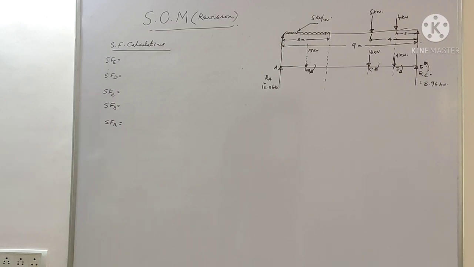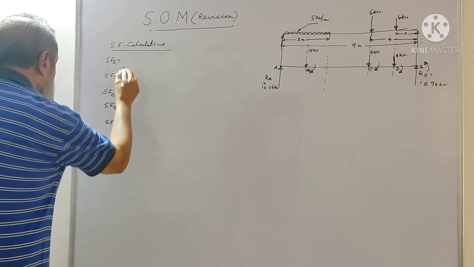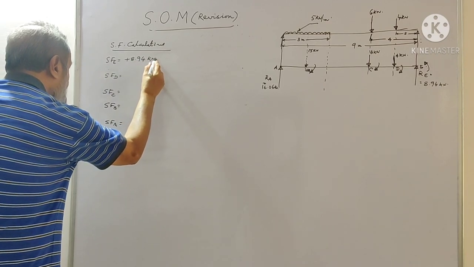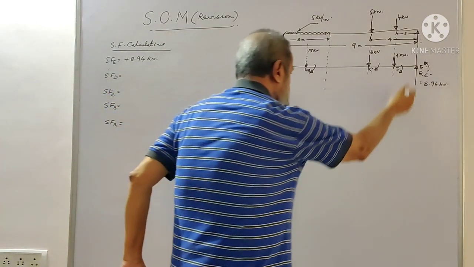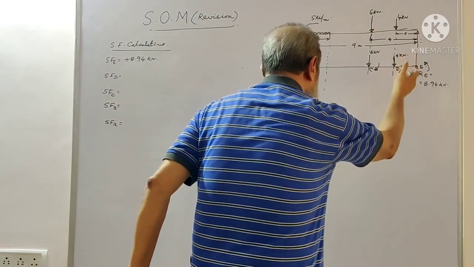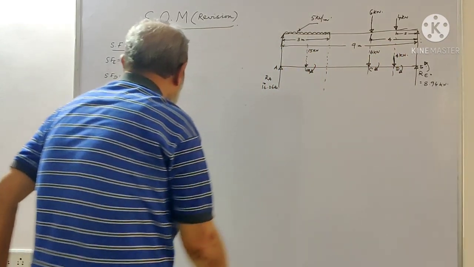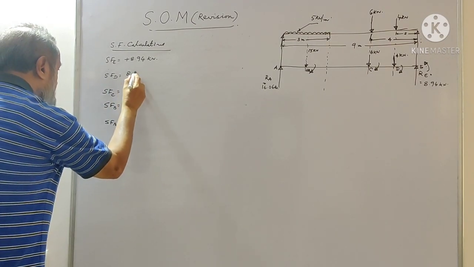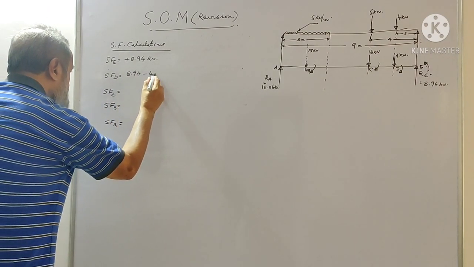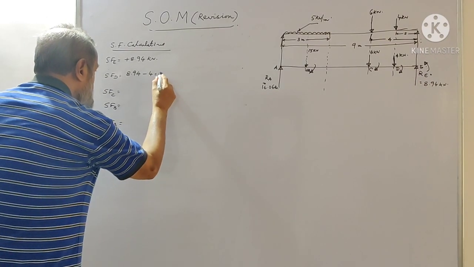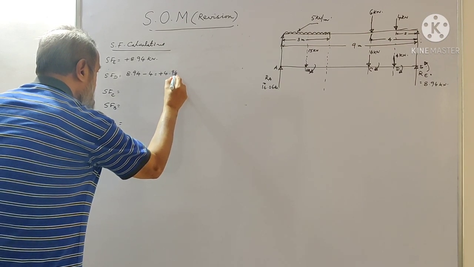So I will have to find out the SF at these points. SF at E will be plus 8.94 kilonewton. It is plus because I am taking upward forces as plus and downward forces as minus. So SF at D will be 8.94 minus 4, so that will be plus 4.94 kilonewton.